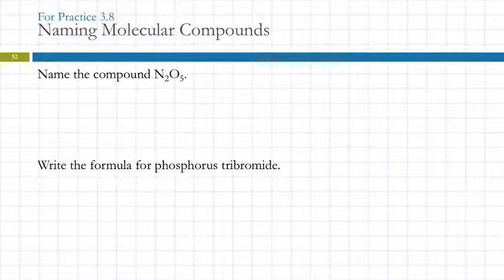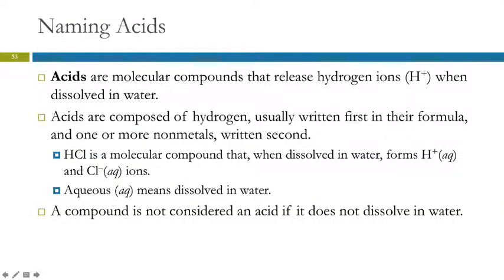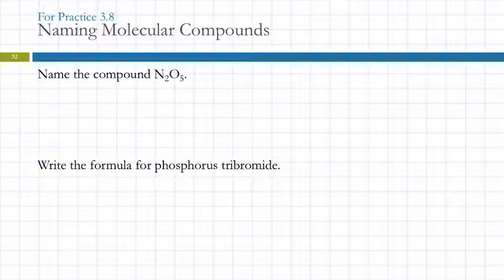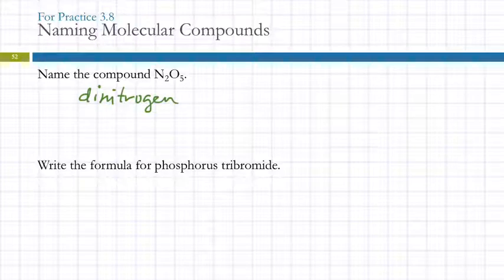So let's name this compound. What's the name of the first element? Nitrogen. And how many are there? 2. So dinitrogen. And the name of the second one is oxygen. We changed it to oxide. And what's the prefix for 5? Penta. So pentaoxide.